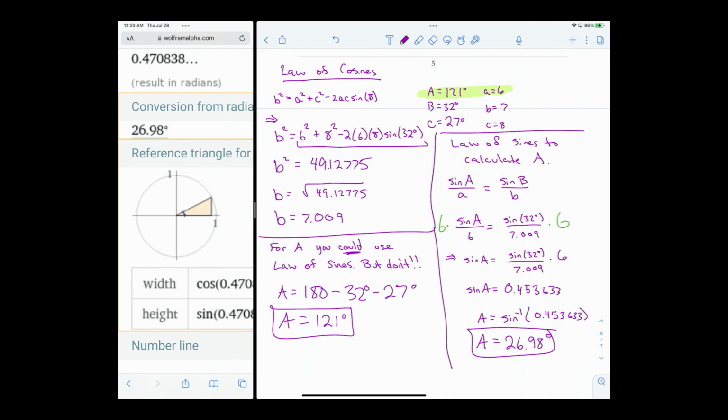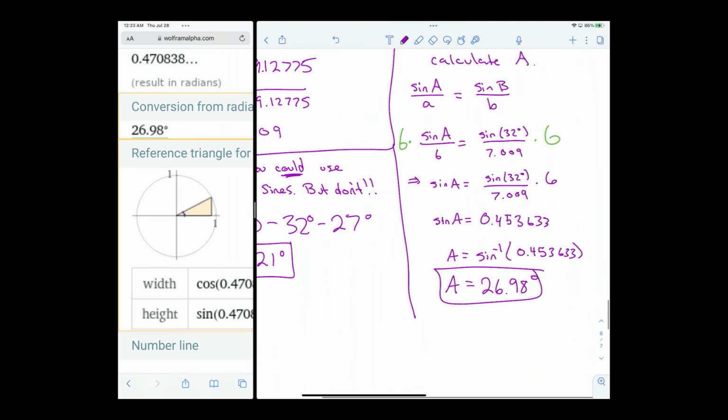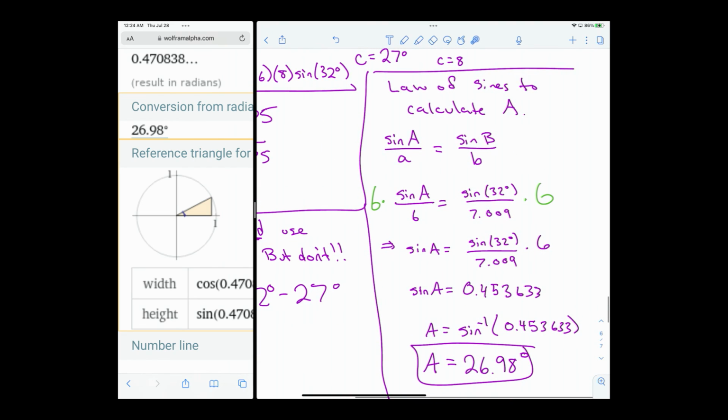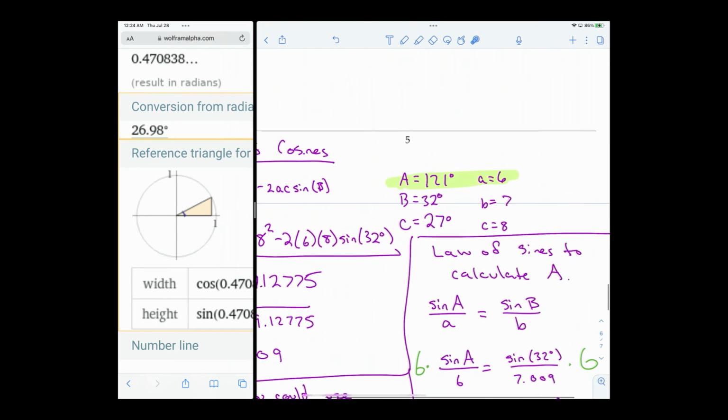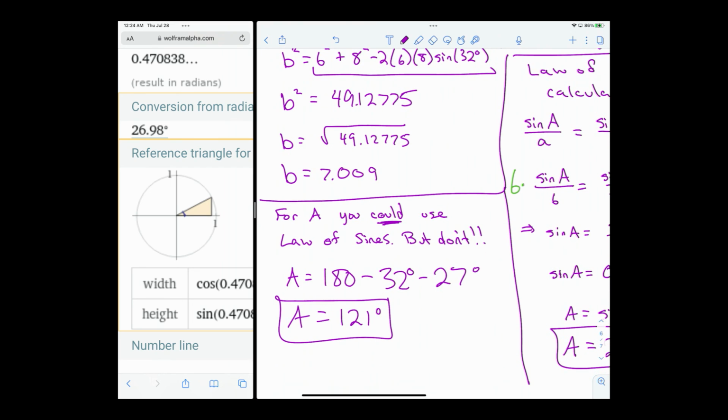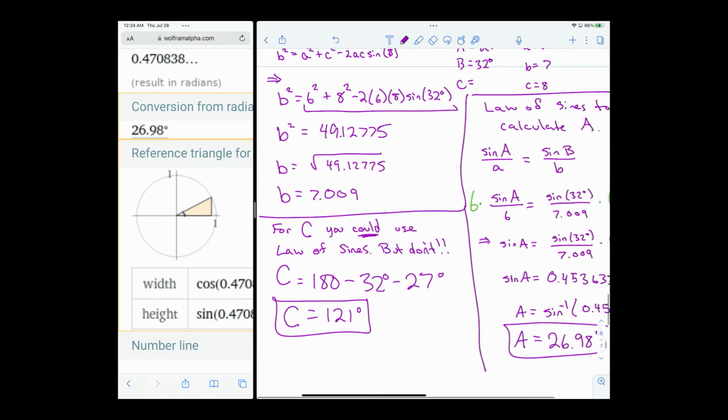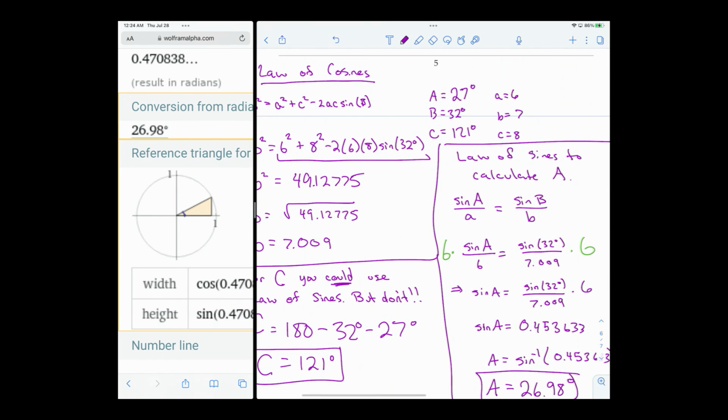Okay, let's go back here. We used the law of sines to calculate A. We did all the work, we got 27, and I wrote it here, but that's A. So when I said for A, since I wrote the A in the C spot, we calculated A again, but that should have been C. So I had the spots reversed, right? 121 degrees.